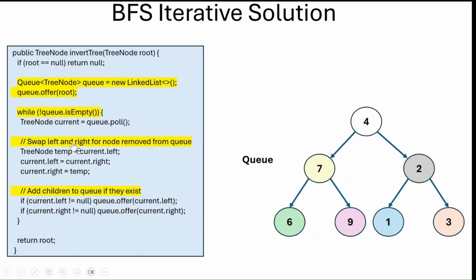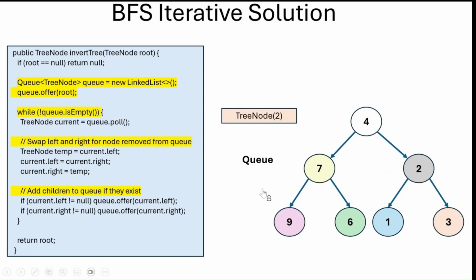Now for node 4, is there a left and right child? Yes. So we'll add them to the queue. The left child of the 4 is 7 now because we completed the swap first. So node 7 gets added to the queue. And the right child of the 4 is 2. So that will also get added to the queue. Now we'll come back to the beginning of the while loop again. We'll remove the node from the queue, which is first in, first out, which is node 7.